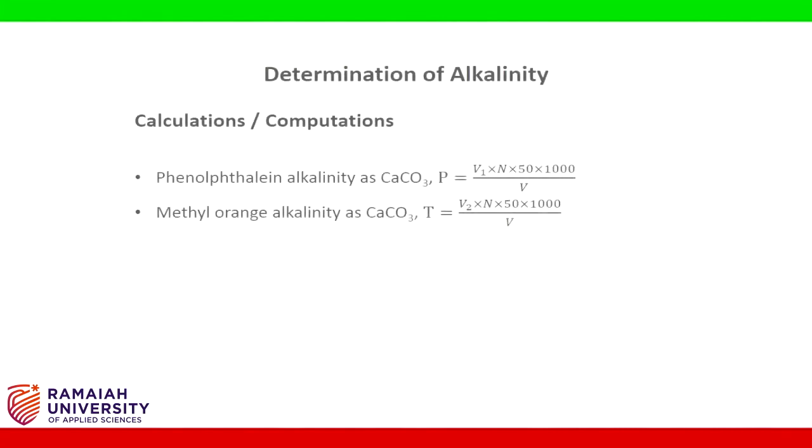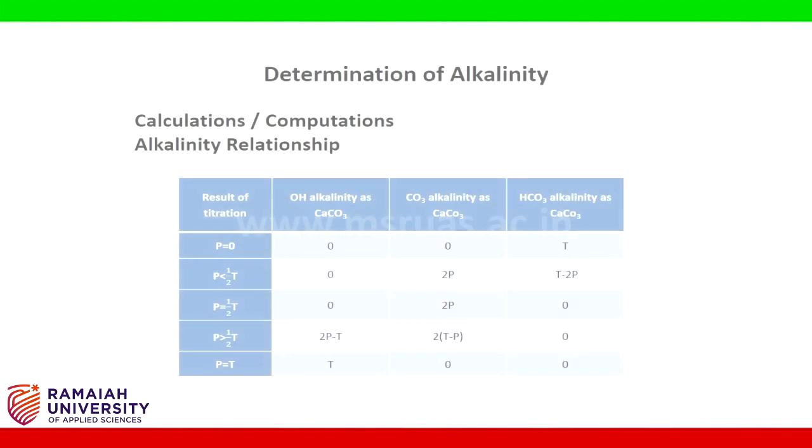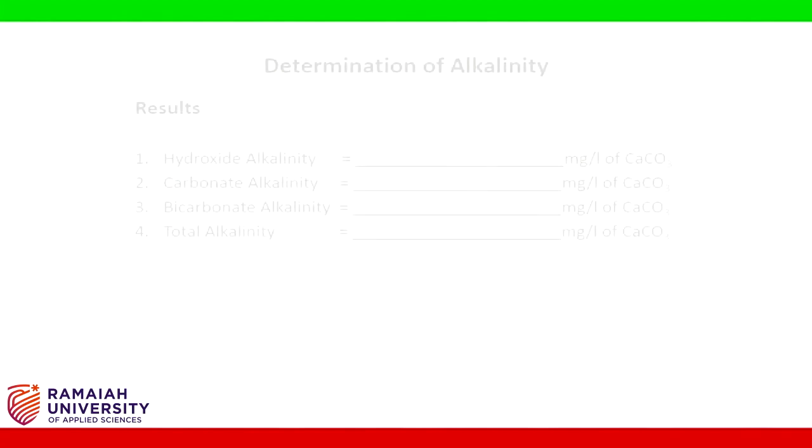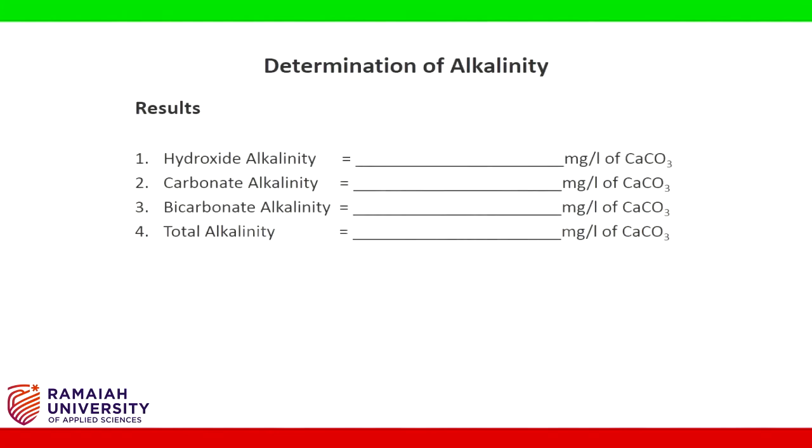Phenolphthalein alkalinity as CaCO3, that is P equal to V1 into N into 50 into 1000 divided by V. Methyl orange alkalinity as CaCO3, that is T equal to V2 into N into 50 into 1000 by V, are calculated. Alkalinity relationship is shown in the table. The results of hydroxide alkalinity, carbonate alkalinity, bicarbonate alkalinity, total alkalinity in milligrams per liter of CaCO3 are presented.